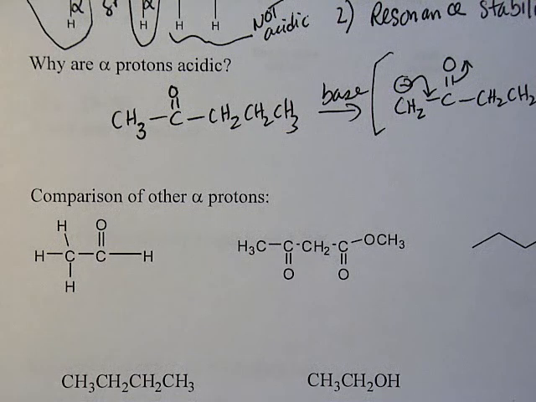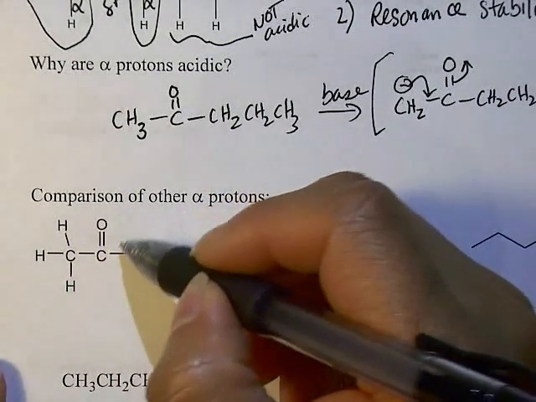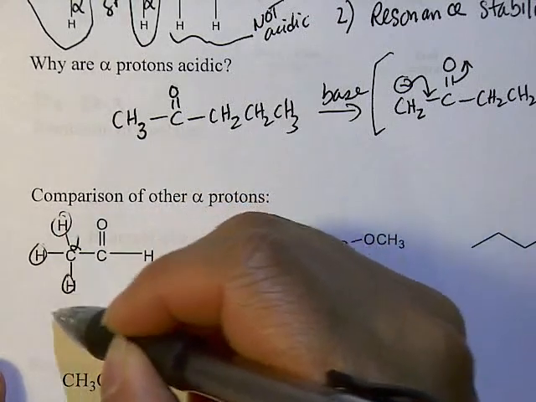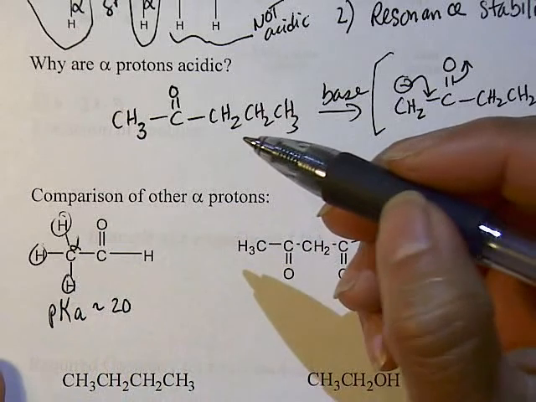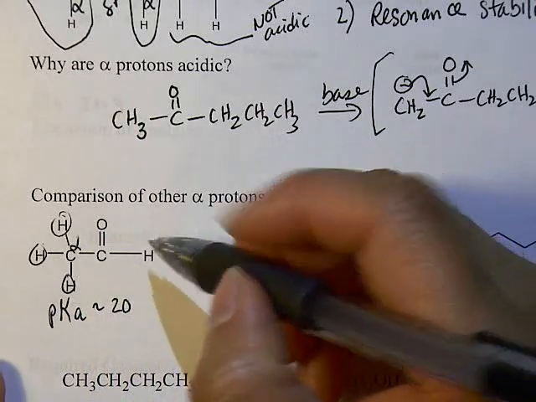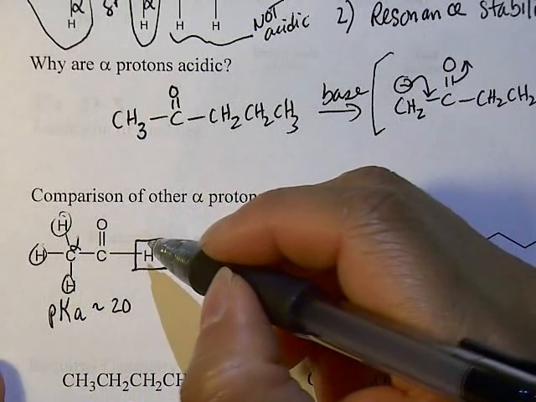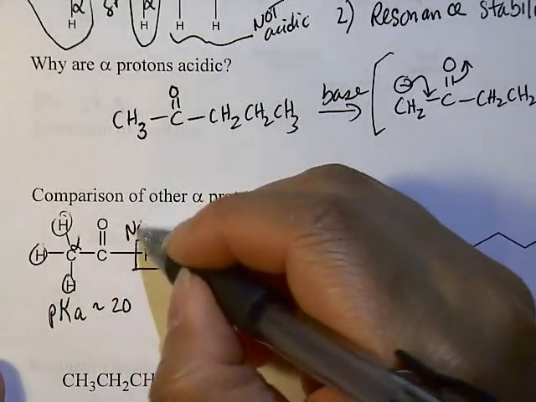If you take a look at some of these compounds, you see that for example, aldehyde and ketones, the pKa of these alpha protons are around 20. One thing to note about aldehyde is that this proton, that is attached directly to the carbonyl, is not acidic.